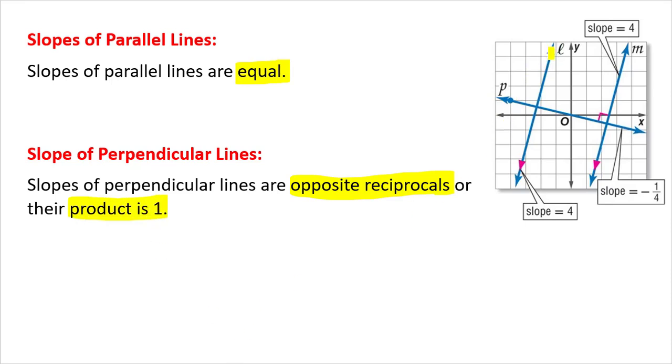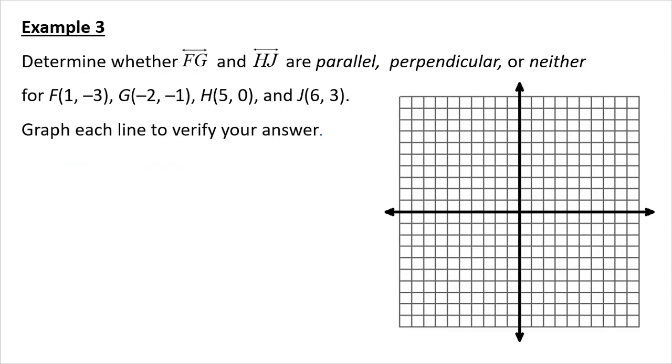So we have a diagram here. We have 2 parallel lines. Both of their slopes are 4. And then we have our perpendicular line, which has a slope of negative 1/4. Example 3. Determine whether FG and HJ are parallel, perpendicular, or neither. For those coordinates, graph each line to verify.